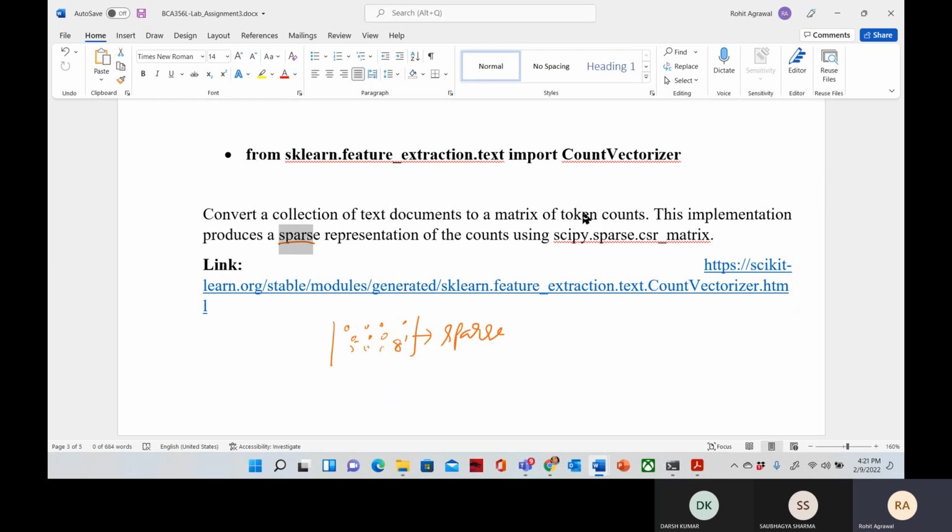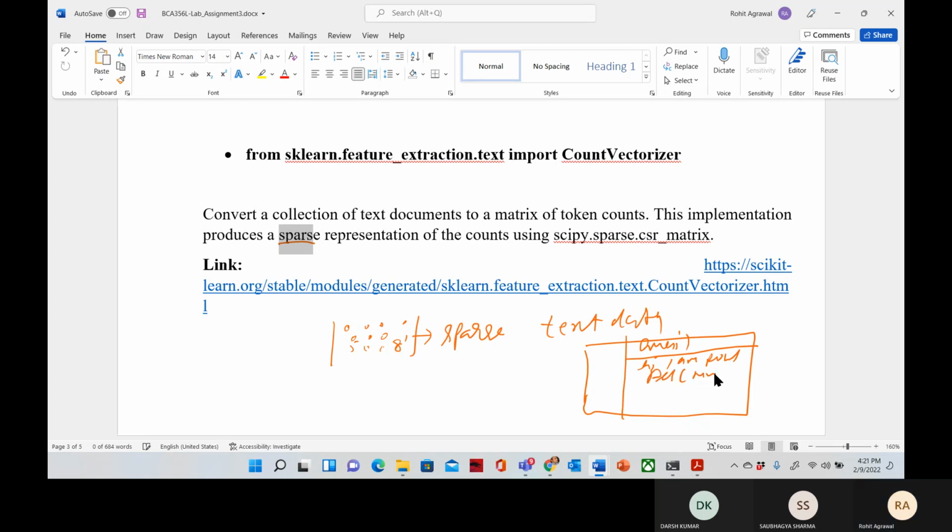So what is the purpose of this? Suppose you have some text data, like emails. Suppose the first email says, "Hi, I am Rohit." Another says, "Discount 30%." This email is fine. This email is spam. Then another says, "credit card." So suppose you have this kind of text data.